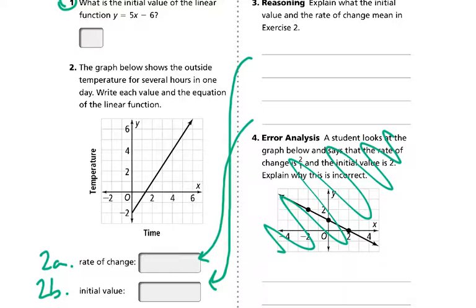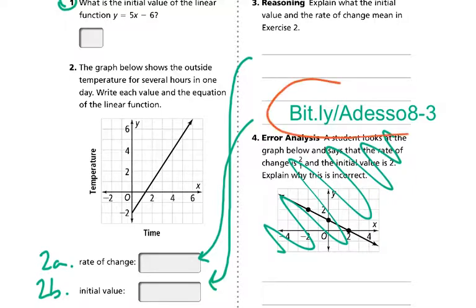The bit.ly for this is bit.ly/adesso8-3. So go to that Google form, answer these questions on the Google form, and you will be all done.